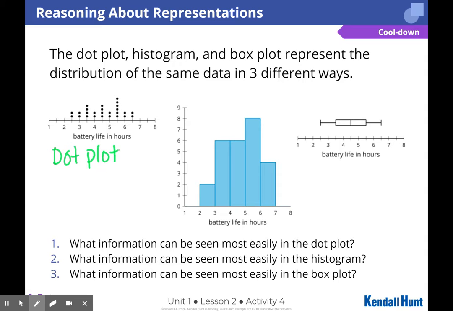What information can be seen most easily in the histogram? So the histogram is our graph that we see right here. Okay, and the information we can see in a histogram is the shape of the distribution and the most common interval of data. Okay, so we can tell here that most cell phones lasted between 5 and 6 hours. Okay. And then the last one, a box plot, the 5-number summary. So we can see our minimum, the first quartile, median, third quartile, and the maximum very easily in a box plot.